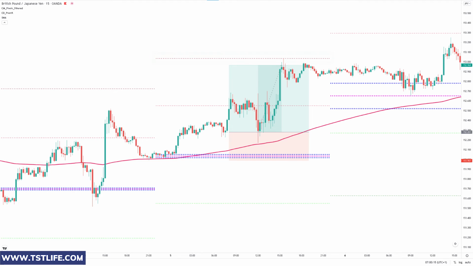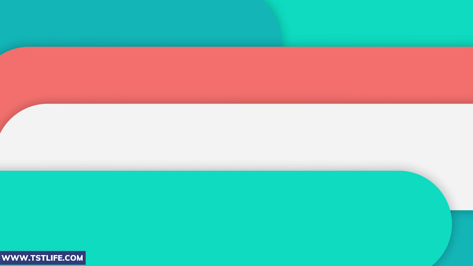You can target the second resistance, but consider closing a part of your position when the price hits the first one, especially if you see some pin bars, as that shows a possibility for a trend reversal to occur.